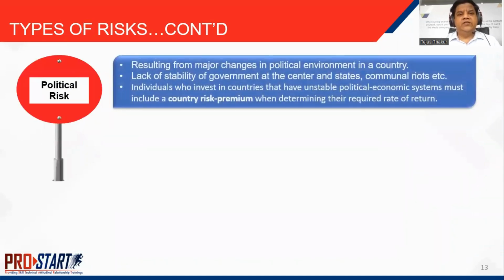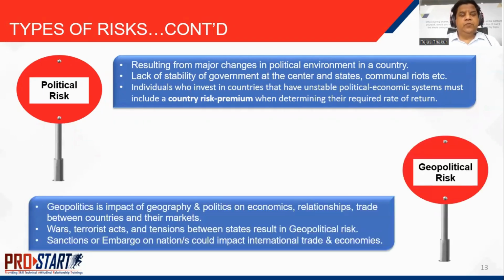Political risk is anything which arises from major changes in the political environment in the country. So lack of stability in the center, at the states, communal riots, etc., increases the political risk. Now, if somebody is investing in an unstable country, which has political issues, economic issues, they would want a country-specific risk premium associated with it when they are going for returns. So if I'm investing in any country, I would probably want a country-specific risk premium associated with it.